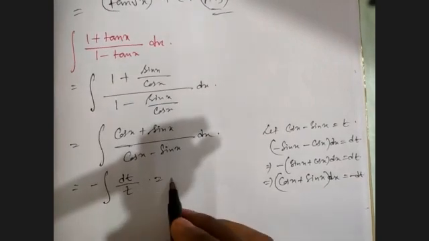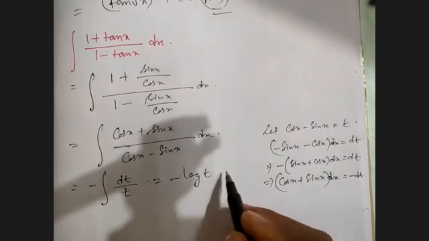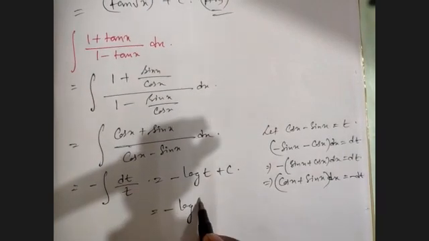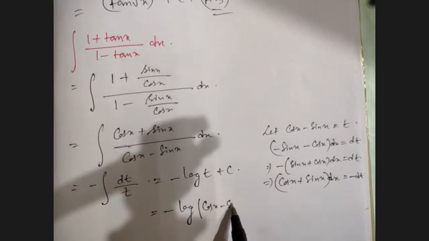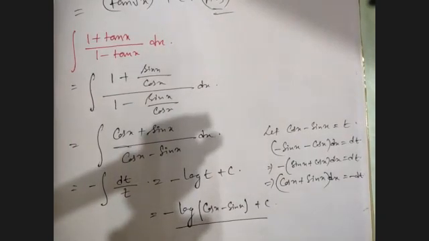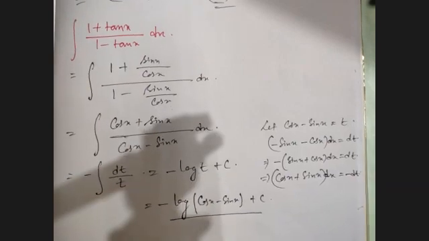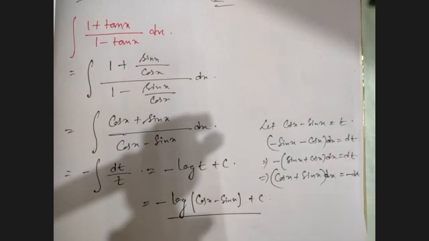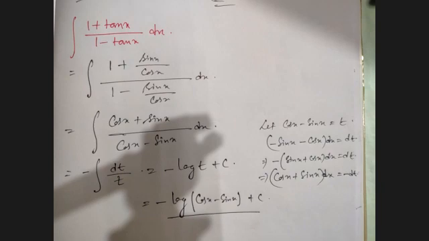Formula of this is log, so minus log t plus c. That is minus log of cos x minus sine x plus c. This is the answer. This problem you can do by a different method also. So in integration, remember, if you do it by a different method, you may get a different answer.